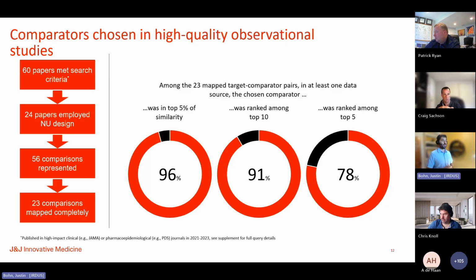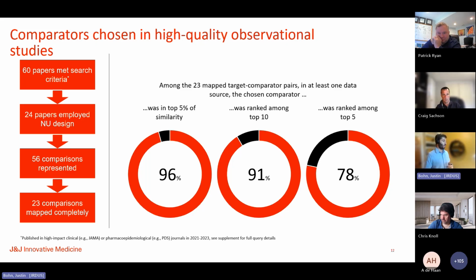And among those pairs, in at least one data source, the chosen comparator was in the top 5% of similarity for the target in 96% of cases, was ranked in the top 10 in 91% of cases, and was ranked in the top 5 in 78% of cases. So in general, the method tends to rank highly those comparators chosen by experts using their subject matter knowledge, presumably.